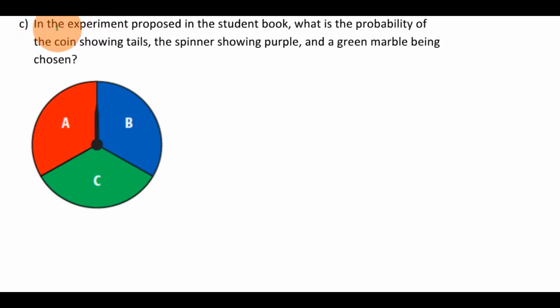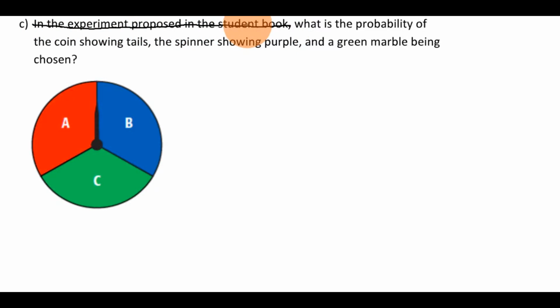Alright guys, in this next problem we're going to do things a little bit differently. In the experiment proposed in the student textbook, what is the probability of the coin showing tails, the spinner showing purple, and the green marble being chosen? Well, we don't have the student book with us, so I'm just going to cross off the irrelevant information.